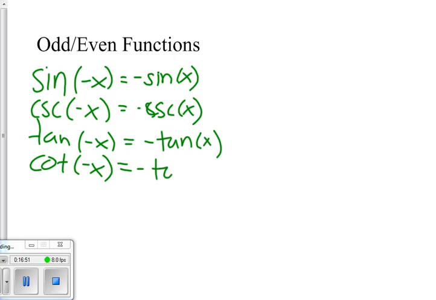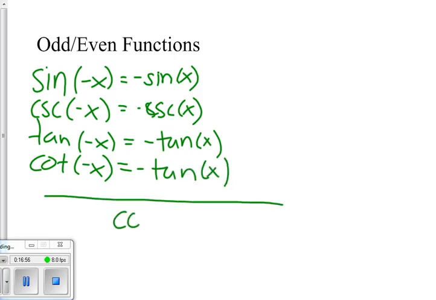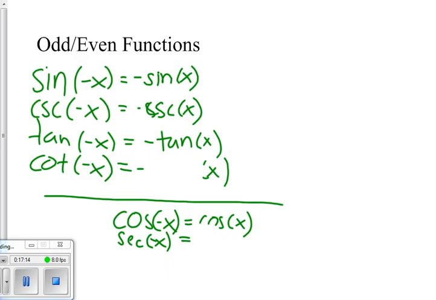What's our even? Cosine. What's different about cosine and sine and tangent? Yes. And its evil twin? Yes. That's what I get for going so fast. Any questions on these?